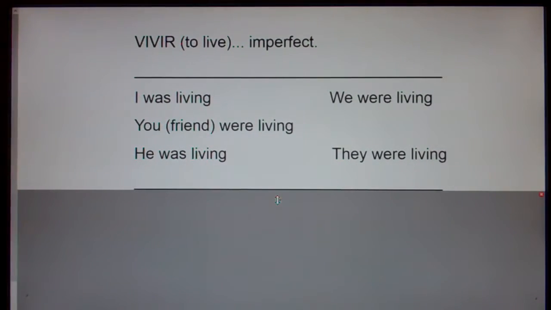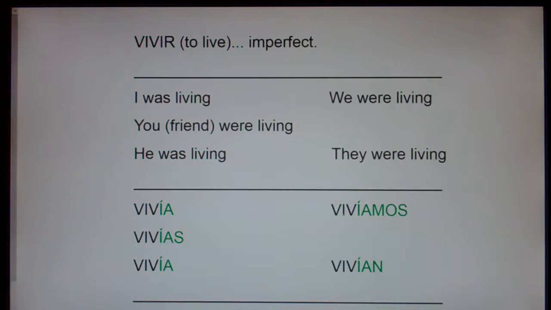Thank you very much. All right, I'm going to say each form of the verb in English, Spanish, and clap, and I'd like you to repeat. I was living, yo vivía. You, friend, were living, tú vivías.